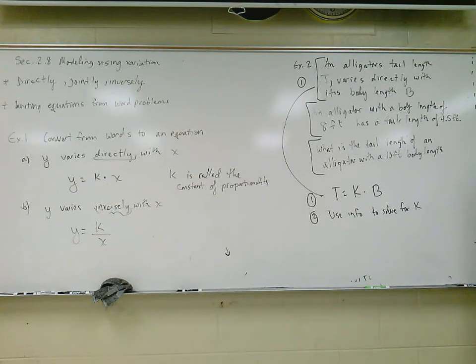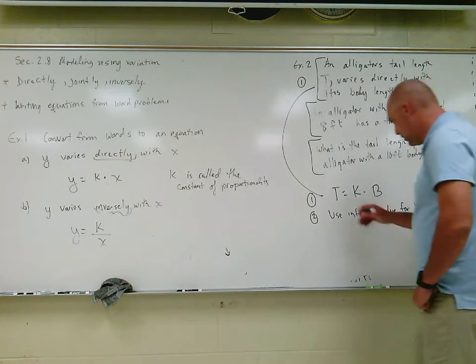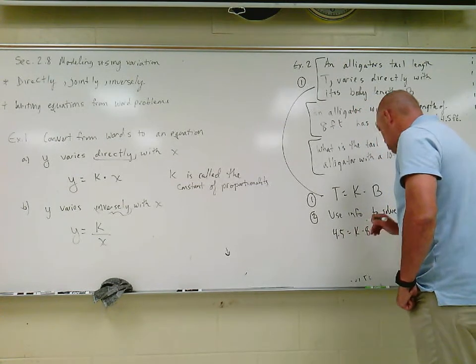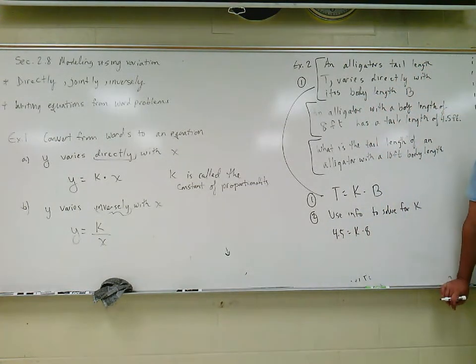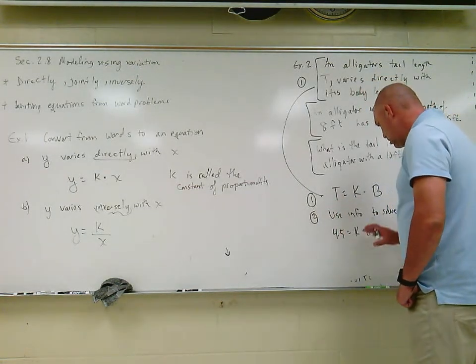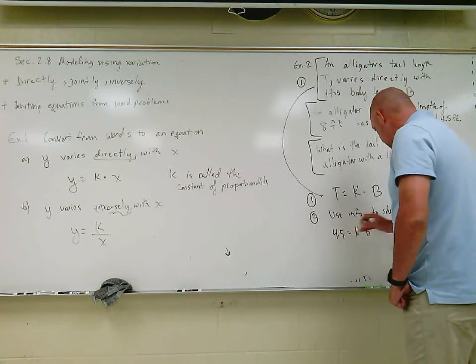Okay, so that's what I'm going to do. I'm just going to plug in. Let's see what it says. When B is 8, tail length is 4.5. So I'm going to do 4.5 equals K times 8. Make sure they go in the right spots. Okay, and then you're just going to have to figure out what K is. So you can use your calculator and get a decimal if you want. So now you just solve for K.